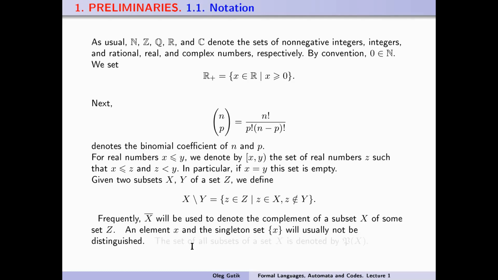An element small x and the singleton set x will usually not be distinguished. So we also use this notation for a singleton set which consists of the element x. Also, the set of all subsets of the set X we denote by the Gothic P of X, by the following symbol.